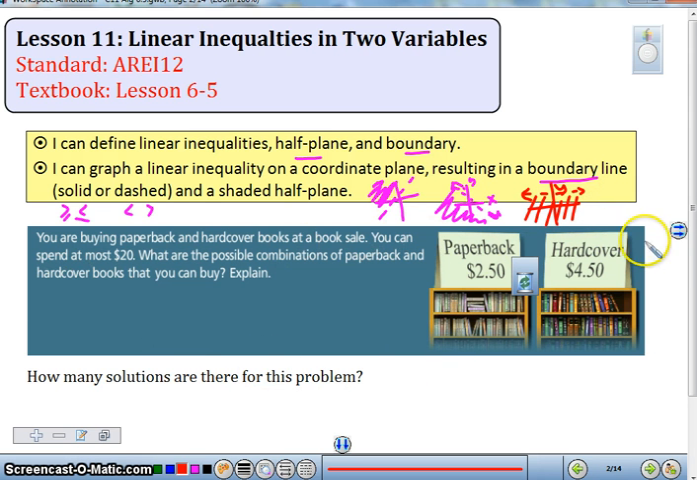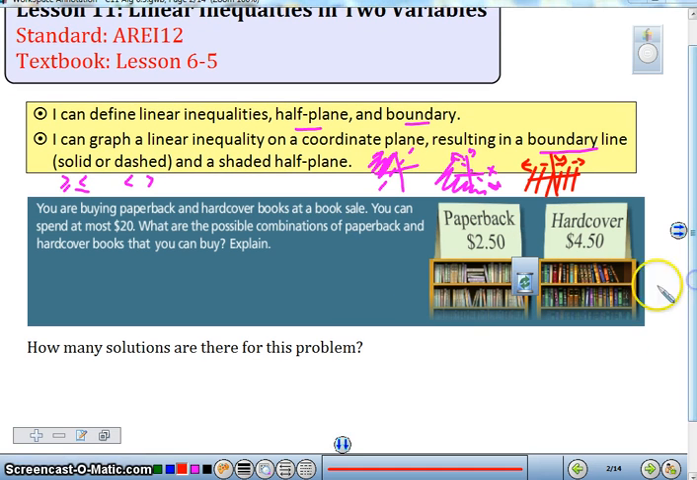So it says if you're buying paperback books and hardcover books for sale, you can spend at most $20. So can we spend more than 20? Probably not. So how are we going to be writing that as an inequality? That's going to be our less or equal to $20. We can't spend more than 20. What possible combinations of paperback and hardcover books can you buy?